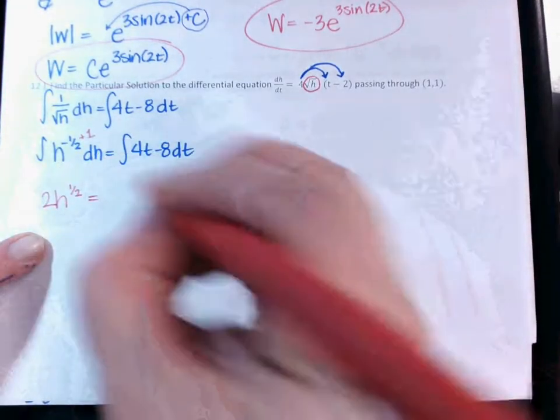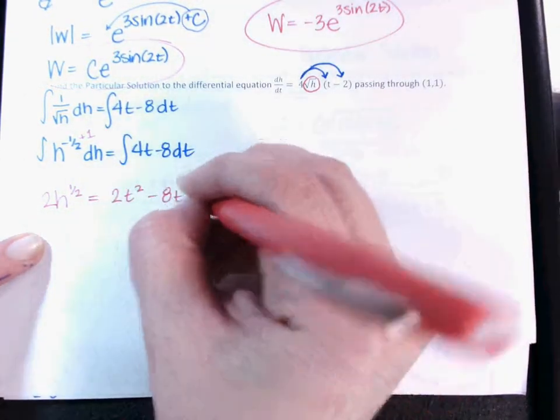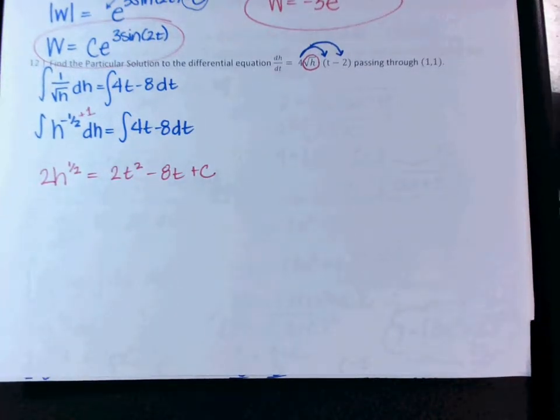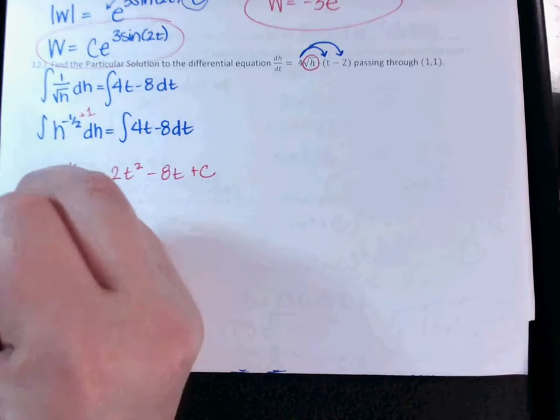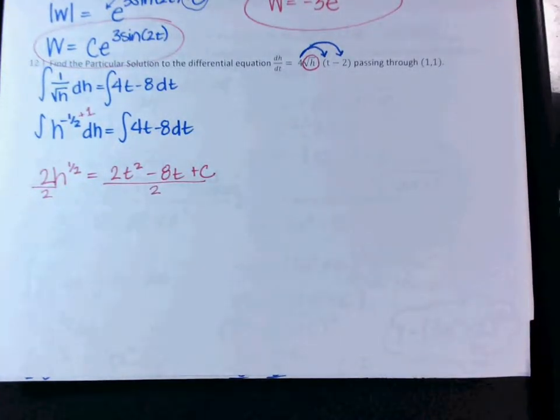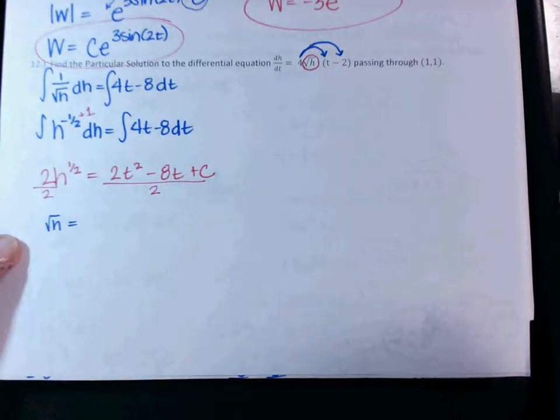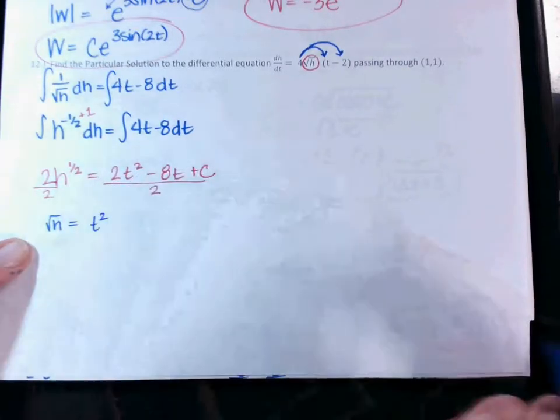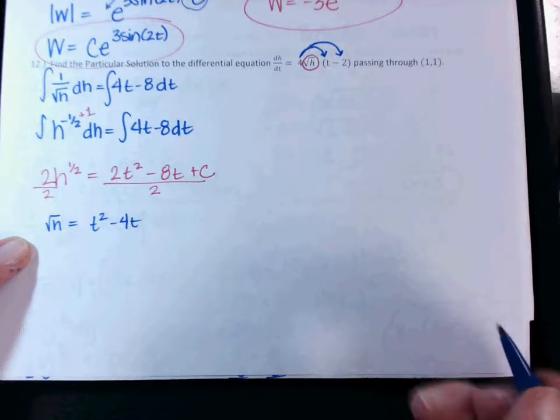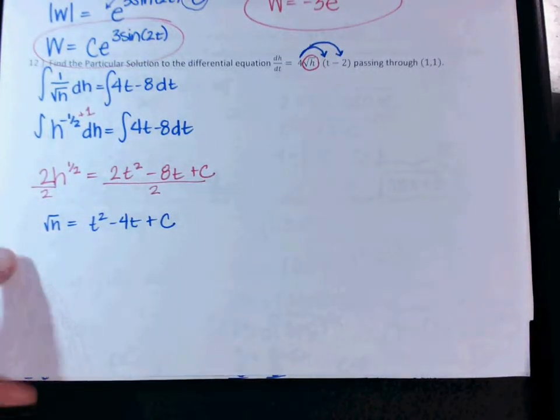Okay, then on the other side, I'd have 2t squared, 8t plus c. What would my next step be to solve? Divide by 2. Okay, so I have h to the 1/2. I'm going to rewrite that as square root h. And then if it was a 2t squared, now it's just a t squared. 8t is now a 4t. And then technically it's a c over 2, but we didn't know what it was anyway, so we don't really care. How do you get rid of the square root?